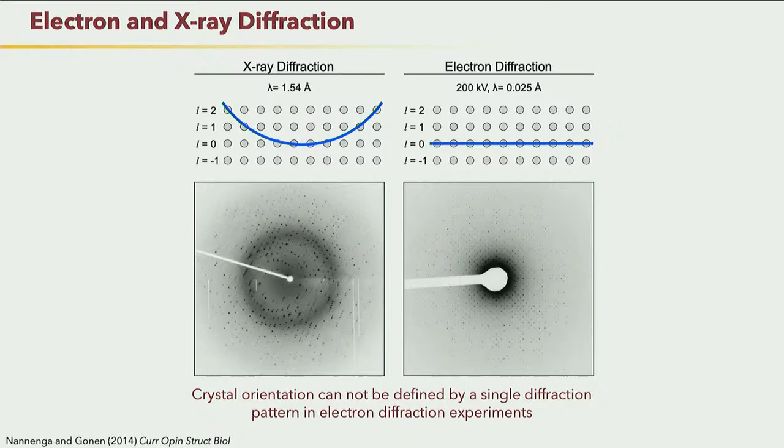Well, what does that mean in practice? I have two pictures here: an X-ray diffraction pattern of a lysozyme crystal, and an electron diffraction pattern of a lysozyme crystal. These aren't the same crystals, because obviously the X-ray one is a couple hundred microns in size, and the electron diffraction one is a couple hundred nanometers in size. But they're the same unit cell, the same protein. And you'll see the diffraction patterns look different.